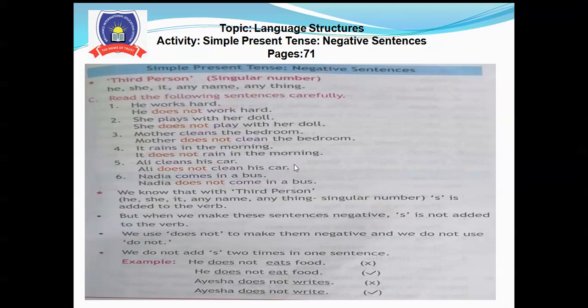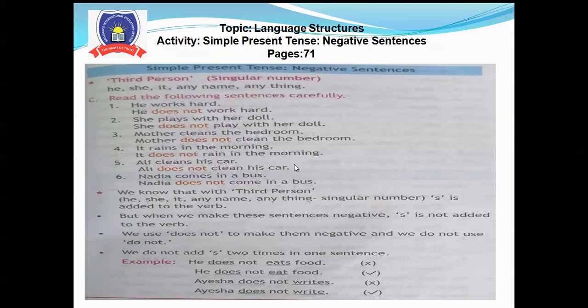Why do we use does? Because we are talking about a third person, okay? So we will use s with does, not with the verb write. And the second rule: we do not use s two times in a sentence. Like if we are using "Aisha does not writes," is it true or false? Yes, it will be false. How will it be false? Because we shouldn't use s two times in a sentence. The right sentence will be "Aisha does not write." Okay, students?